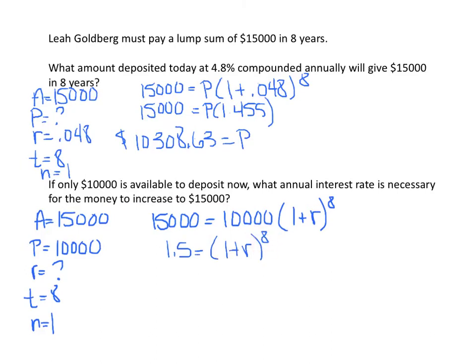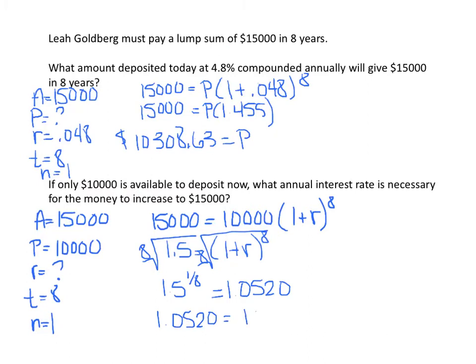Now I need to undo this exponent, which means I need to raise everything to the 8th root. And you're like, Miss Busselmeyer, that does not exist in my calculator. You're right, it doesn't. So it's 1.5 to the power of 1/8 that you'll actually put into your calculator. And when you do that, you will get 1.0520. I should definitely write that a little bit better. 1.0520 is equal to 1 plus r.